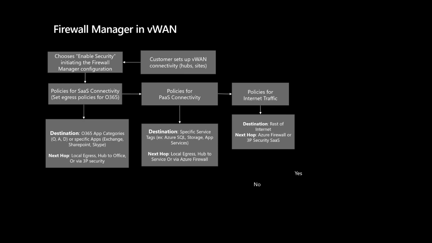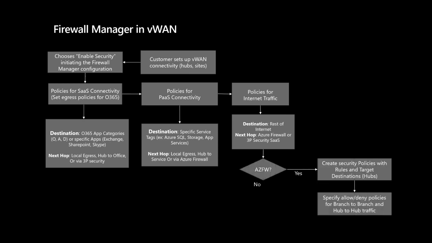The third policy you can configure is for the internet traffic. Again, you can either use Azure Firewall to direct traffic directly to the internet, or you can configure that internet bound traffic should go through your third party service. If you go with Azure Firewall, then you create the security policies in the Azure Firewall Manager and define what you want to allow. If you say no, I don't want the traffic to go through Azure Firewall, then you can just set up to send the traffic over to a third party partner like Zscaler, IBOSS or Checkpoint.